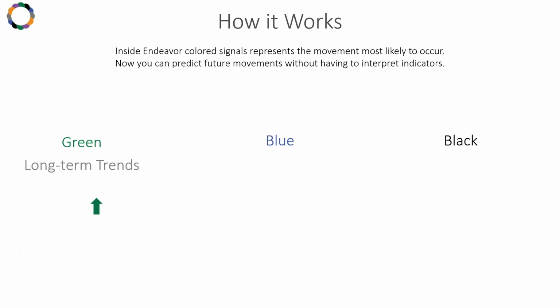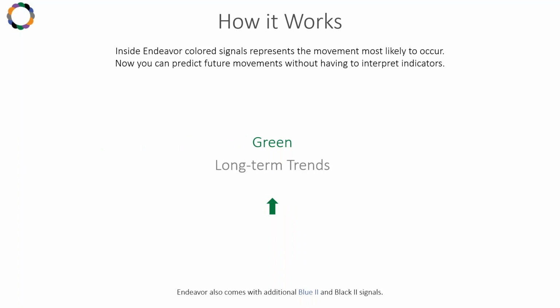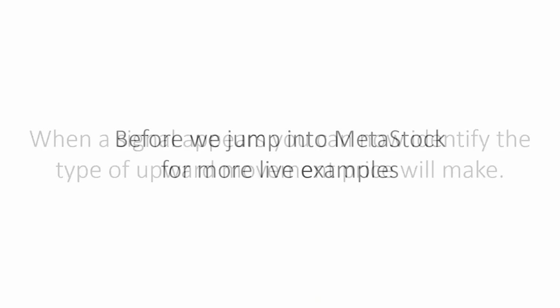Green signals represent long-term trends. Blue signals represent short-term trends. And black signals represent price making a full rebound back to highs. With our colored signals, you'll be able to predict how price is likely to move within seconds of looking at your chart, saving you valuable time since once again, there are no indicators to interpret. Now today, we're only going to focus on the green long-term signal. So when a signal appears, you can now identify what type of upward movement price will make.